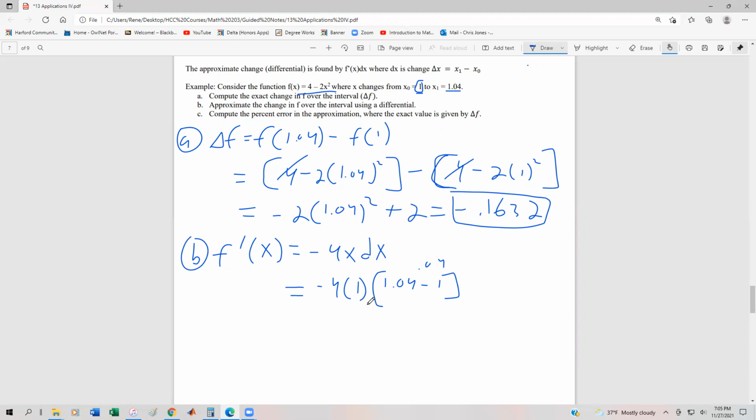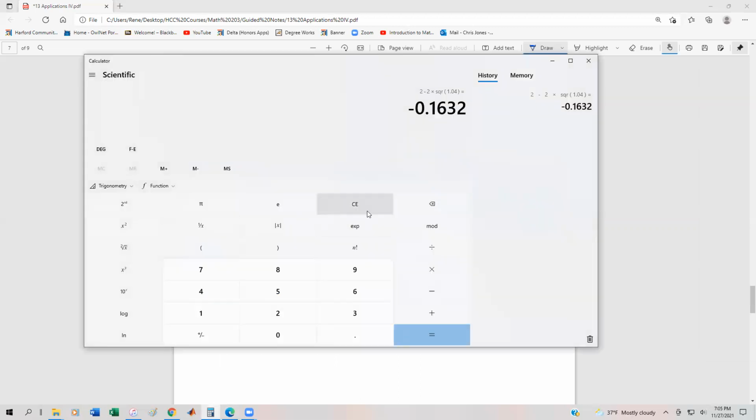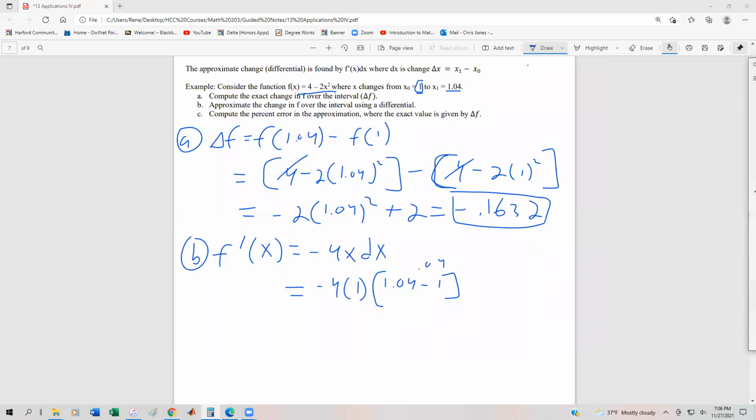We could probably do this in our heads, and it would work out to negative 0.16, but let's use our calculator to be certain. We have negative 4 times the quantity 1.04 minus 1. And that's negative 0.16.